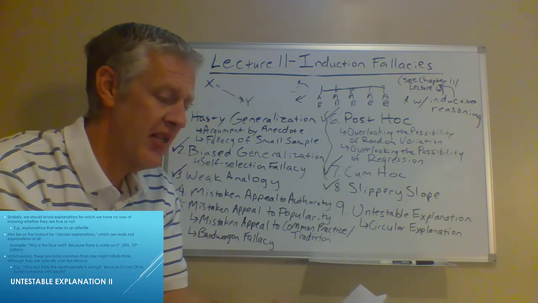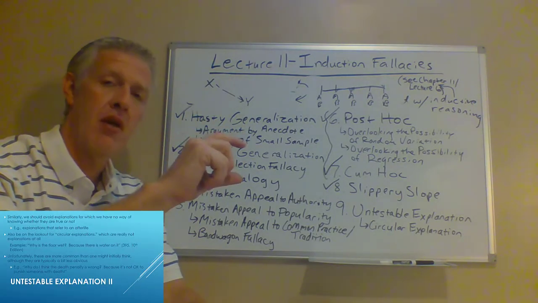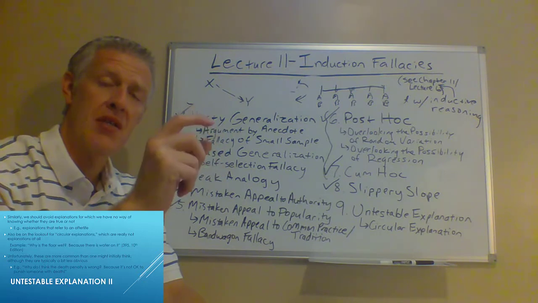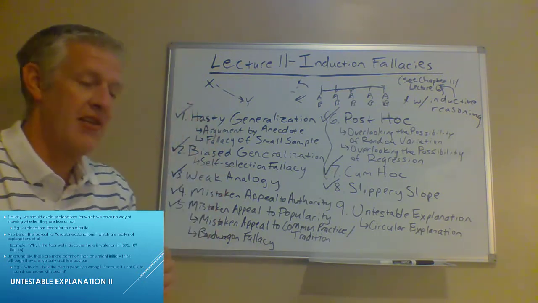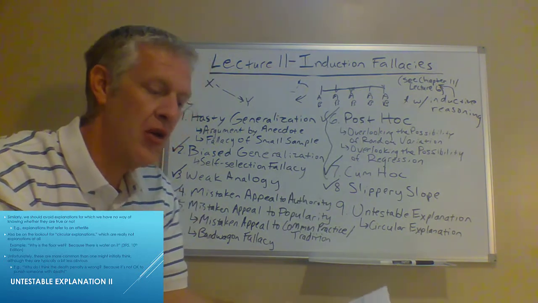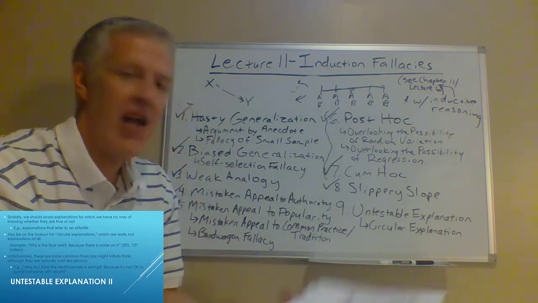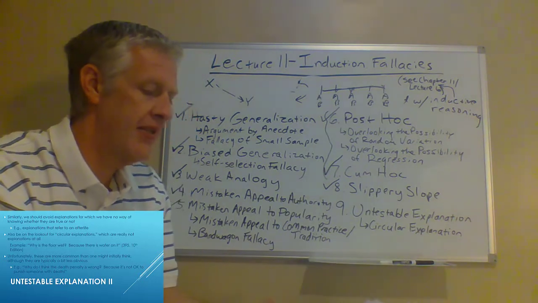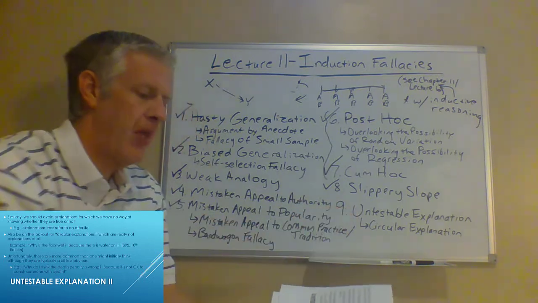So imagine somebody saying something like, "Why do I think the death penalty is wrong? Because it's not okay to punish someone with death." So they're explaining why the death penalty is wrong by suggesting that it's not okay to punish someone with death, which is what the death penalty is. So they're just saying it's wrong because it's wrong. Again, not really explaining why it's wrong, you're just restating that it's wrong. Hence, that's why it's circular. And so you're not really offering an explanation at all. And in that sense, it's an untestable explanation, as they suggest.